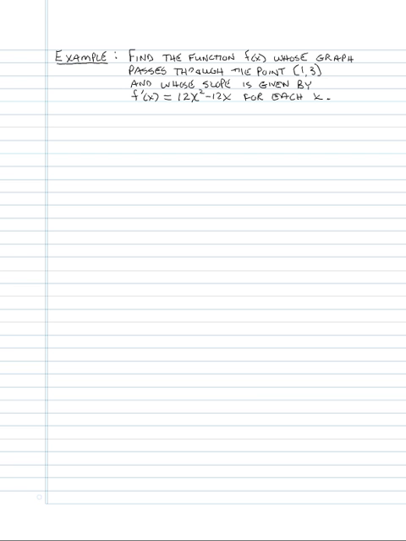Well, basically what we're asking here is to find the function that goes through a particular point and has a particular derivative. The fact that the slope is given by f prime of x, that's really just the derivative of the function. And that's how we find slopes, isn't it?